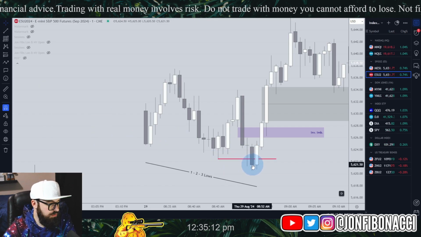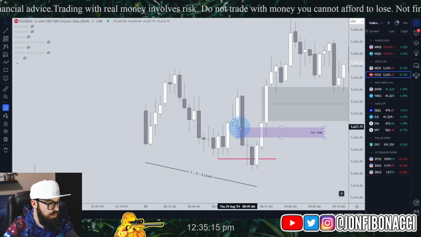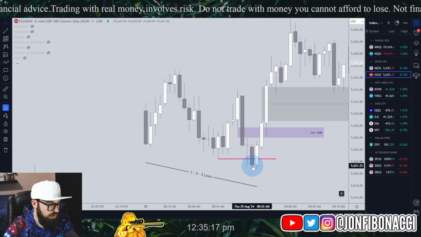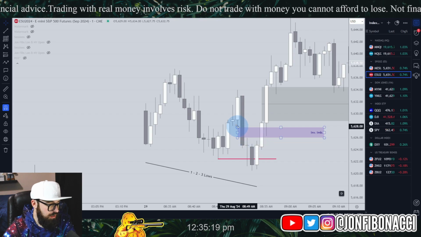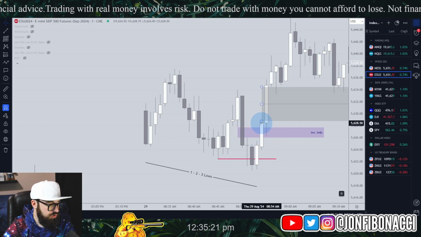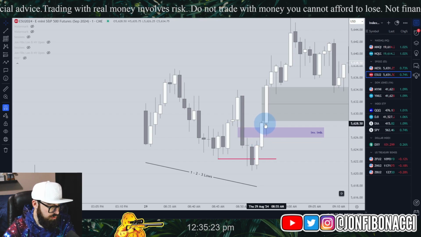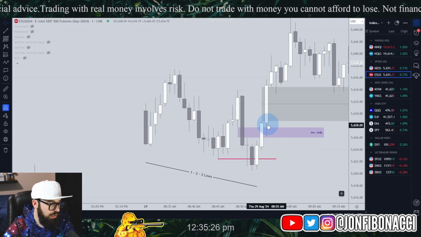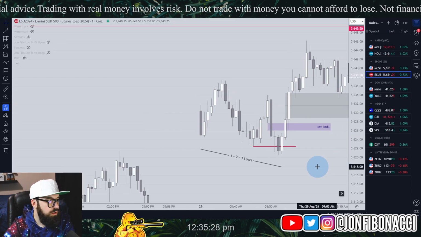If that's manipulation, what are we looking at? The imbalance that was created on the way there. That imbalance here was traded through at 854. So what happens at 855? Bing! Inversion.